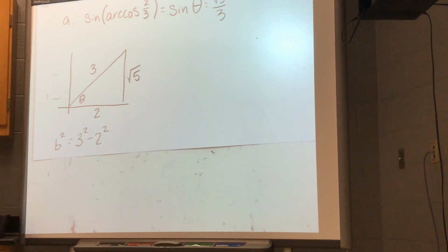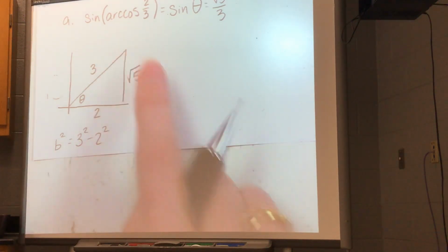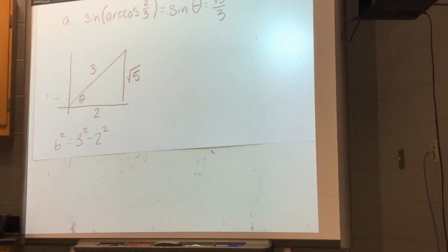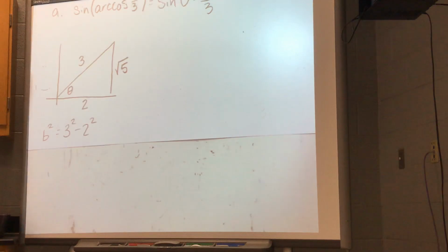So it's just weird notation to tell you to do something that's not that hard. We've done tons of these triangles before. It's just a little different. Okay, let's look at another one.